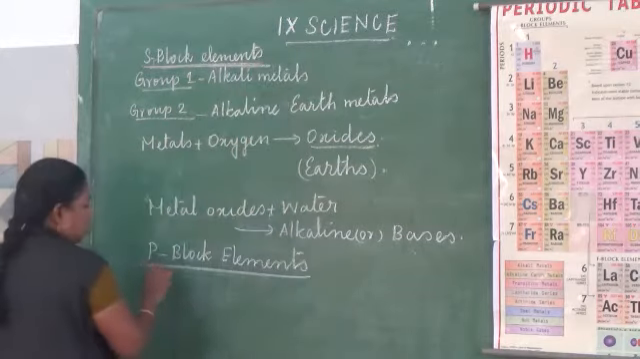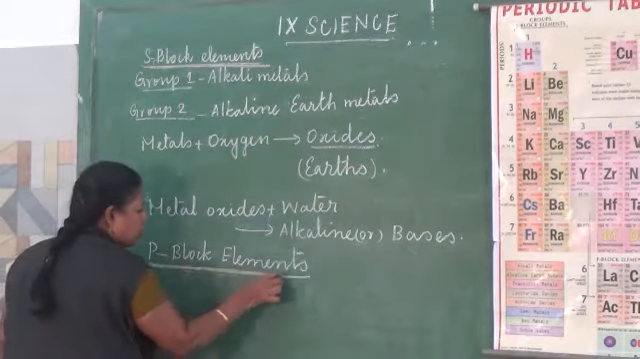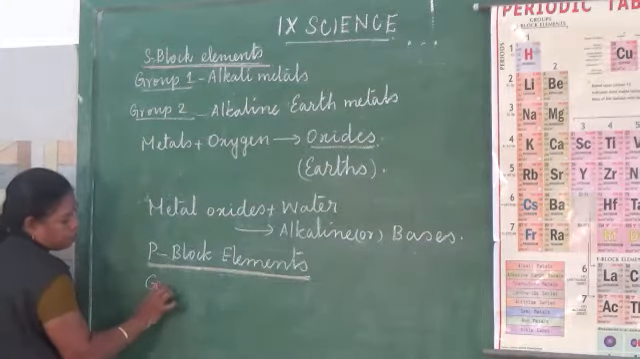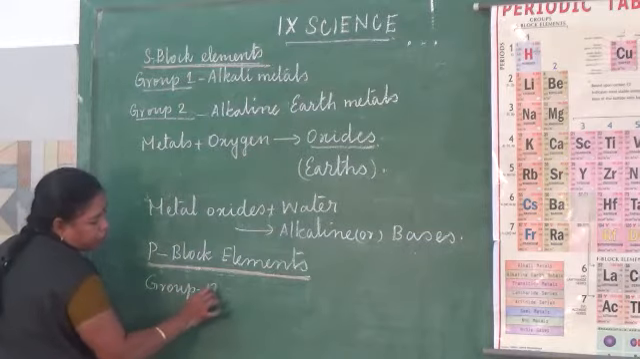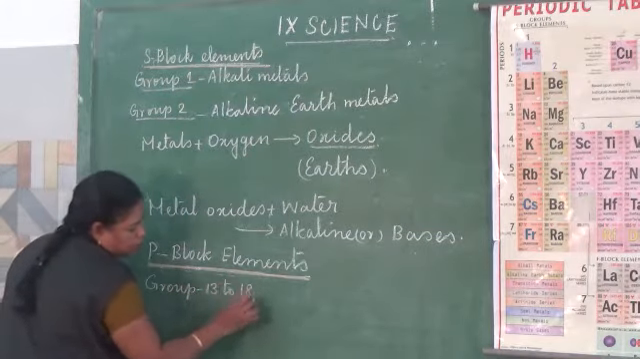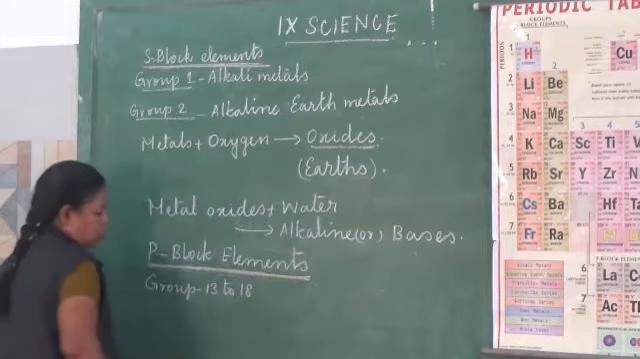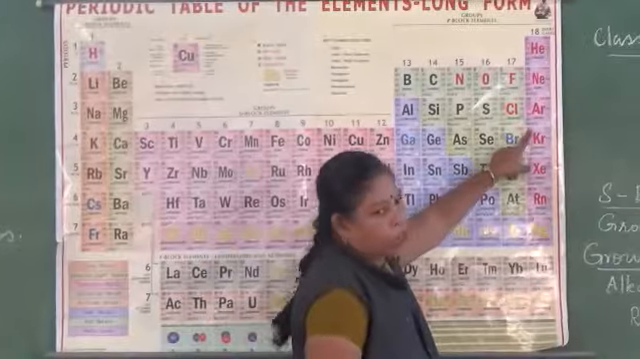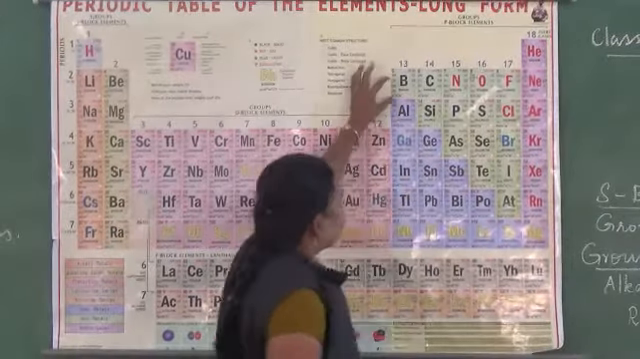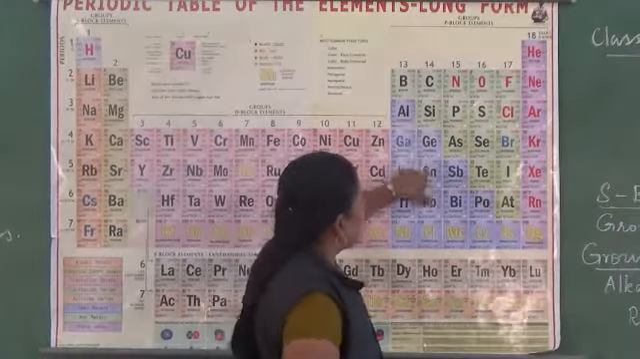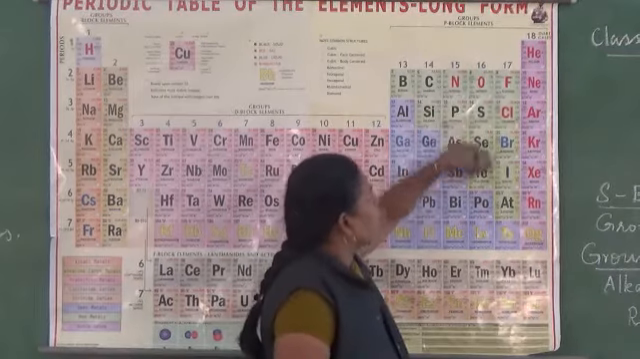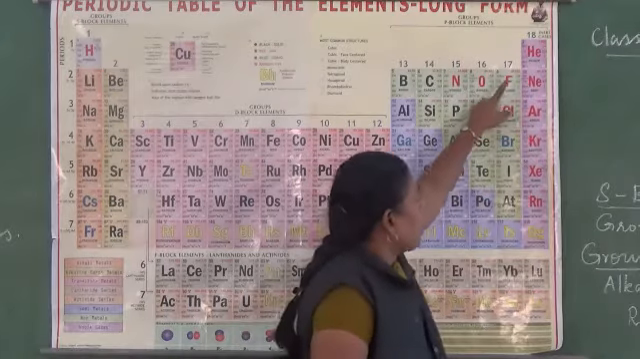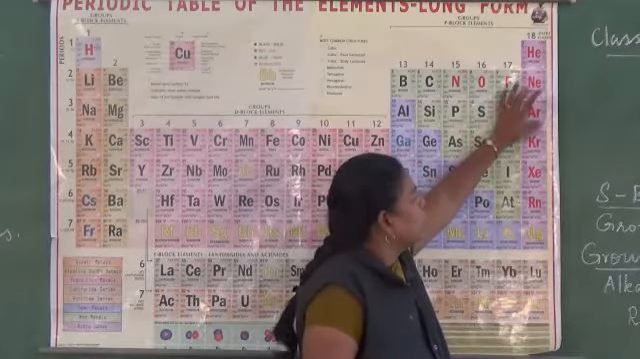Next we are going to see P block elements. From group 13 to 18 are called P block elements. Group 13 is the boron family, group 14 is the carbon family, group 15 is the nitrogen family, group 16 is the oxygen family, group 17 is the halogen family, group 18 is called rare gases or inert gases.